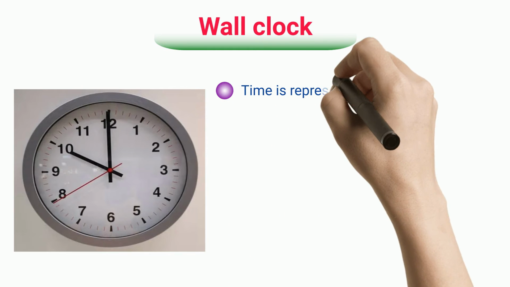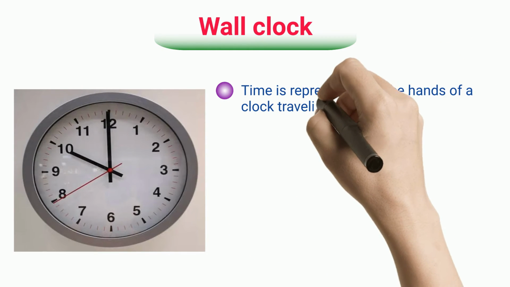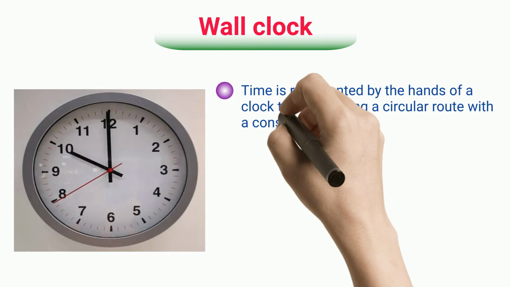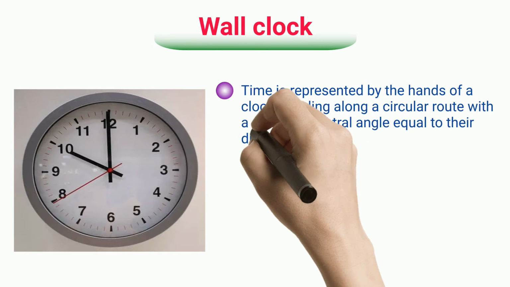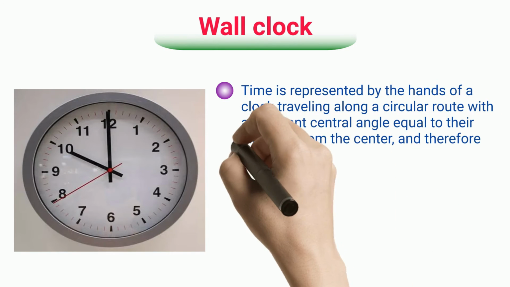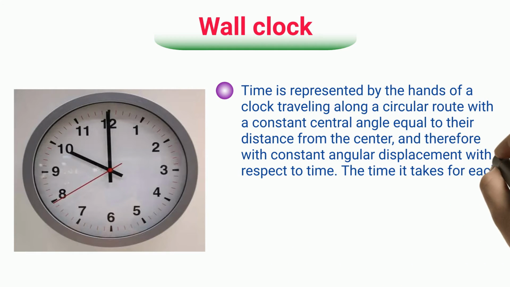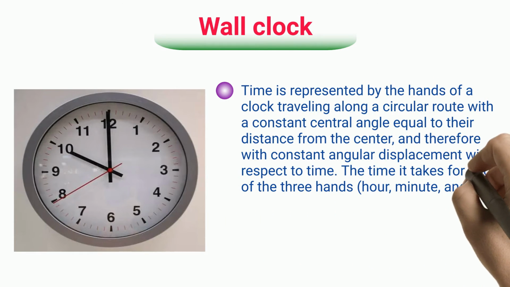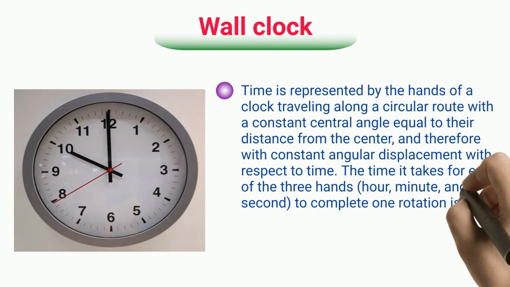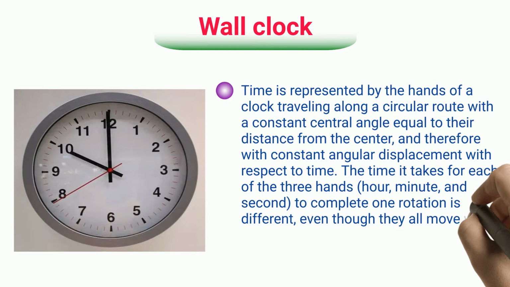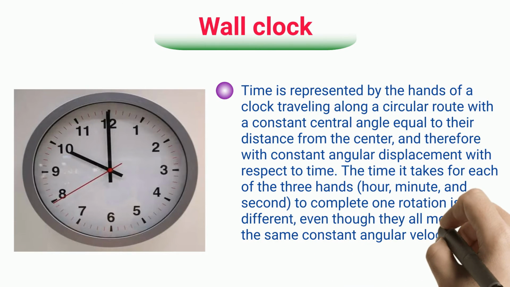Wall clock. Time is represented by the hands of a clock traveling along a circular route with a constant central angle equal to their distance from the center, and therefore with constant angular displacement with respect to time. The time it takes for each of the three hands, hour, minute, and second, to complete one rotation is different, even though they all move with the same constant angular velocity.